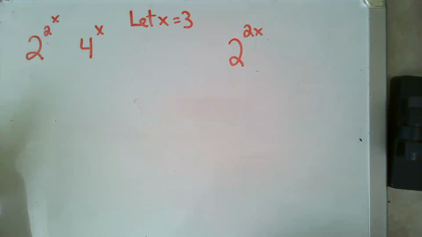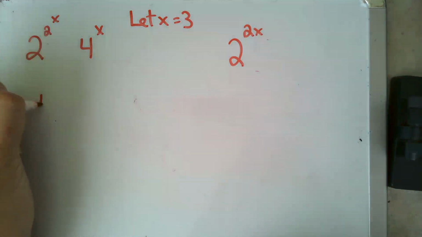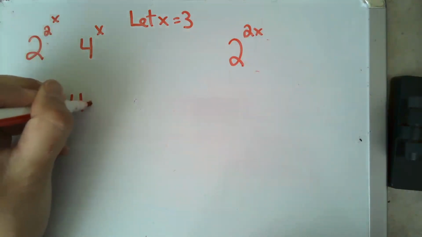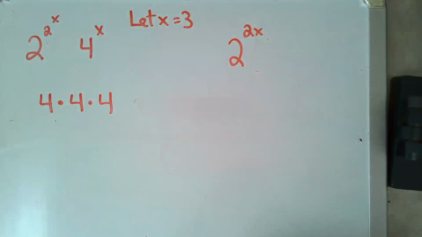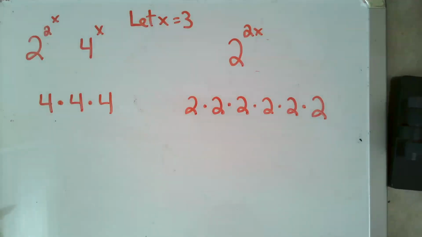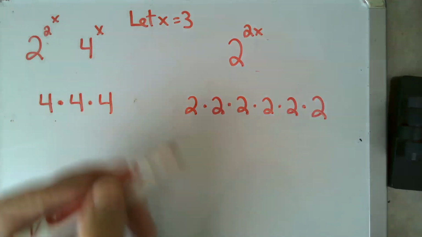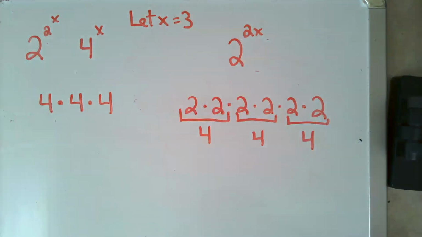So 4 to the 3 means 4 times 4 times 4. And 2 to the 2 times 3, well, 2 times 3 is 6. So that means 2 times 2 times 2 times 2 times 2 times 2. Well, I see that those 2's can multiply together to create 4's. And so 4 to the x and 2 to the 2x are the same thing.